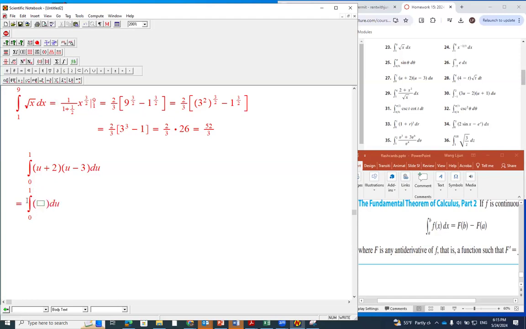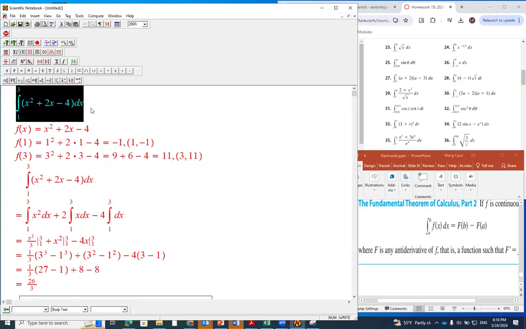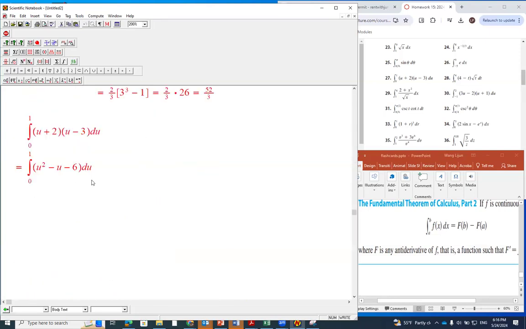Inside, we get u squared, positive 2u minus 3u, so minus u, minus 6, right? And then we're going to do it like we did with the previous example, just like this one. Okay, so let's quickly finish.